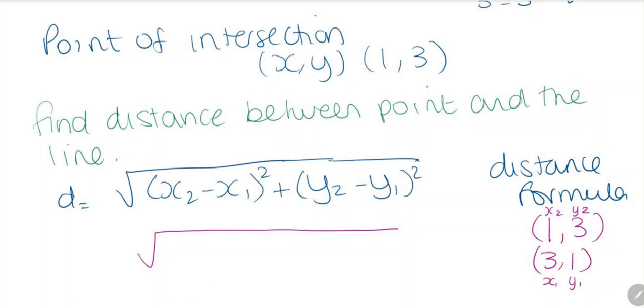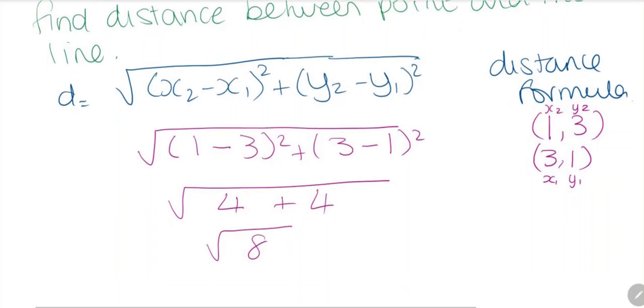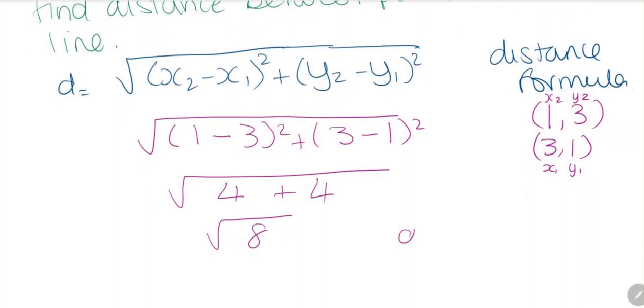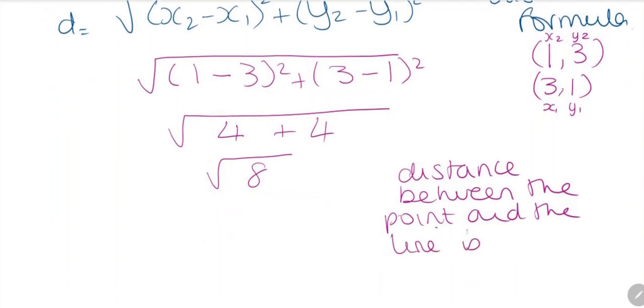So x2, we will have 1 minus x1, which is 3, and that's squared. And y2 is 3 minus 1 squared. So the square root, 1 minus 3 is -2, squared is 4. And 3 minus 1 is 2, squared is 4. So the square root of 8. So we can say that the distance between the point and the line is √8, or approximately 2.83 units.